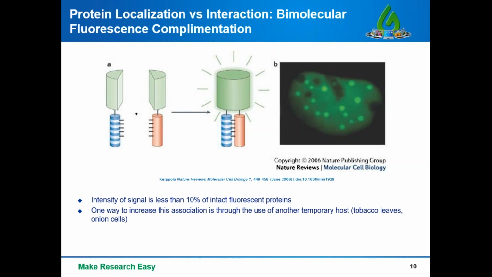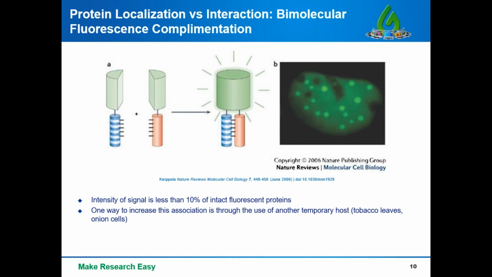The way BiFC works is you have your two target proteins that you're testing for interaction, each fused to their own half of a fluorescence protein. When these proteins interact, it completes the full form of the fluorescence protein, and you see fluorescence, seen here on the right, in the figure on the right.